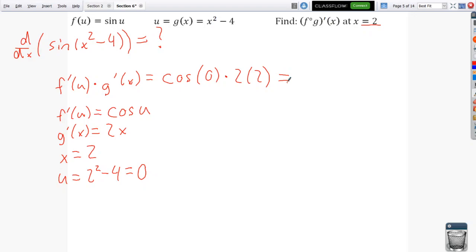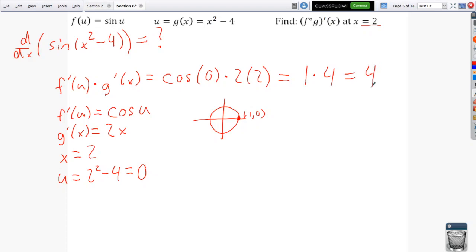Well, cosine of 0, and I think I've told you guys this before, I have to use the unit circle every time I'm doing it. I know I'm talking about cosine of 0, so that's right over here. I've got 1 comma 0. Okay, cosine of 0 is 1. I've got 1 times 4. The answer to this is 4.